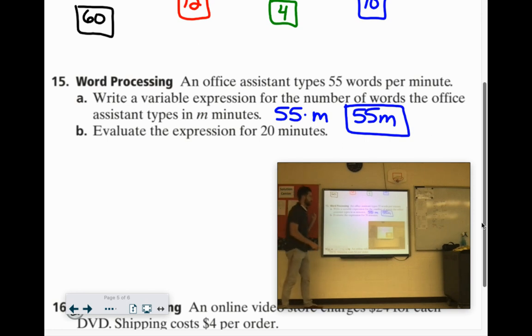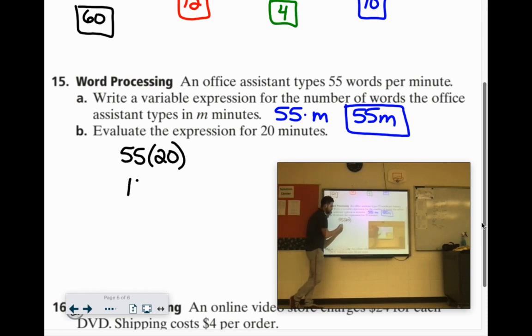Evaluate the expression for 20 minutes. We're doing 55 times 20. Now when you multiply by 20, you could multiply it by 2 and then add a 0 to it. So 55 times 2 is 110, and then we need to add that extra 0 to it. 1,100 words.